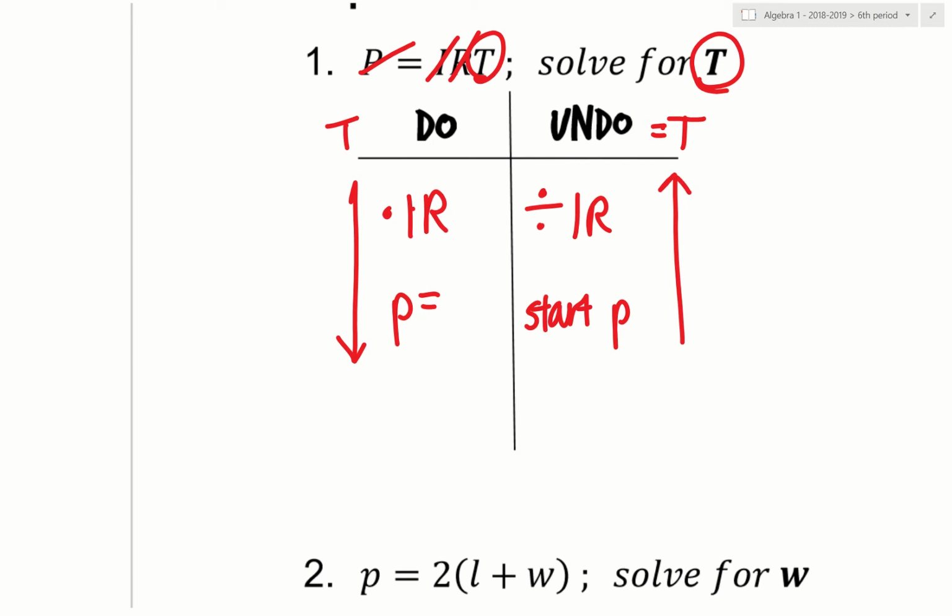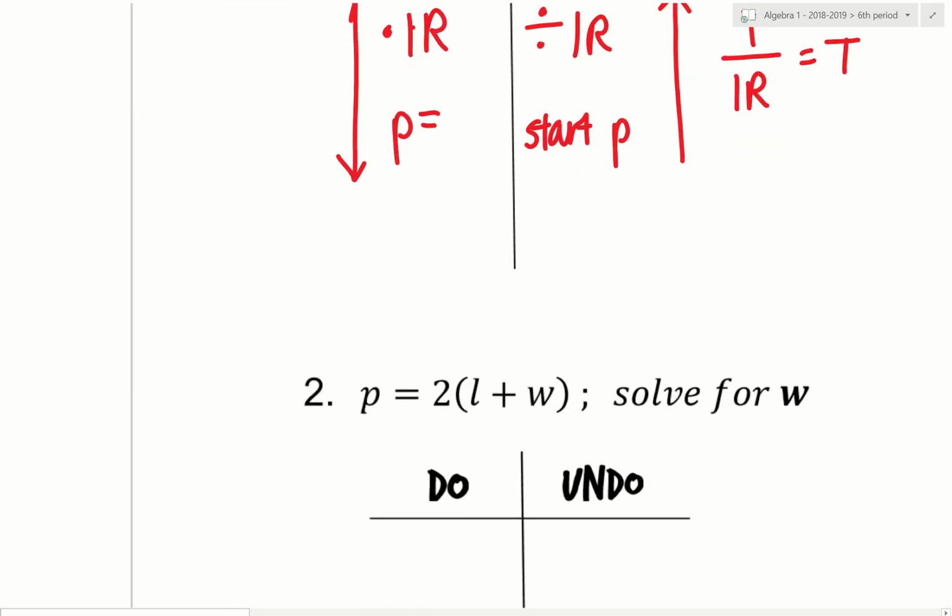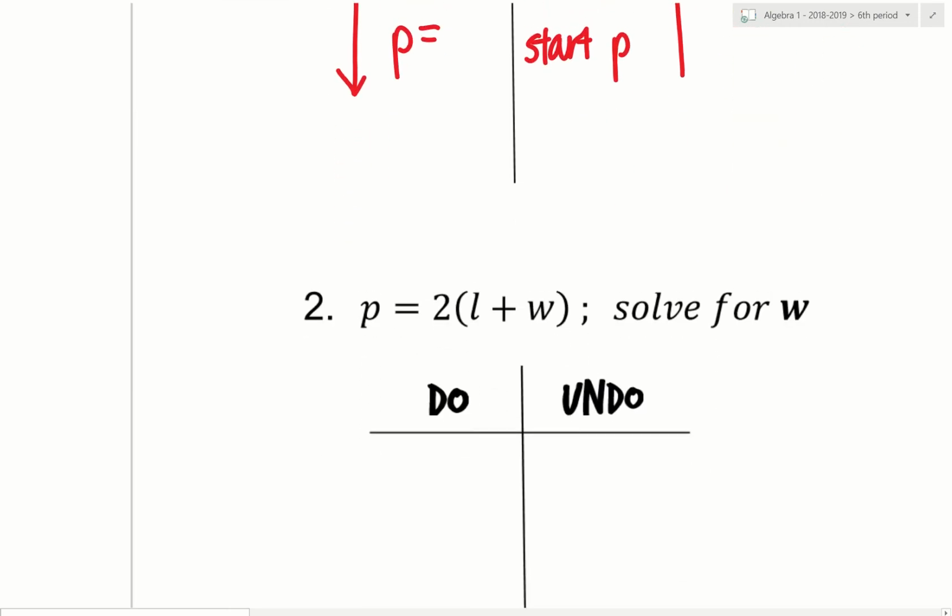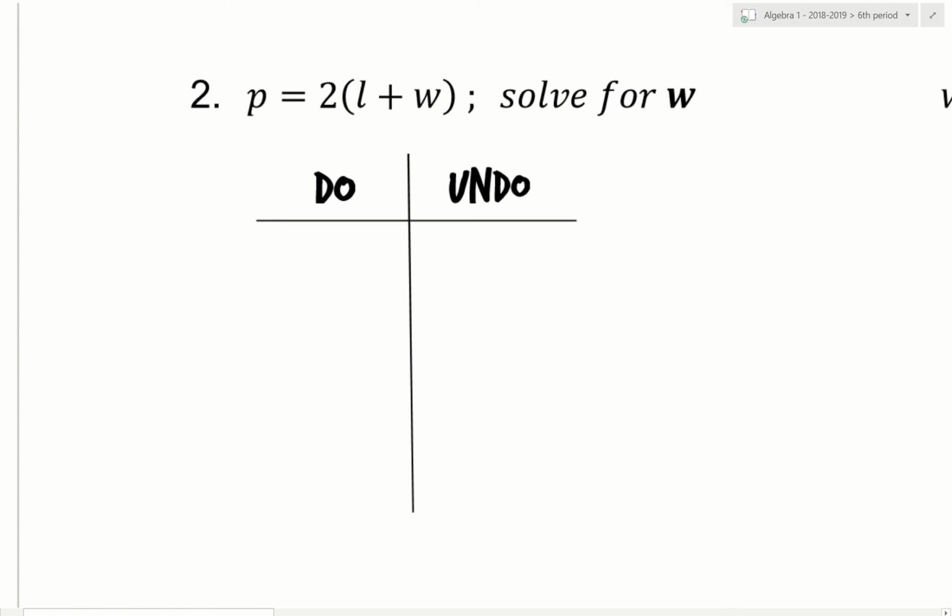So how do I write my answer? P. Then what? Divided by. And as algebra students, we write it as a huge fraction, okay? IR. What does that all equal? Are we done? Did we get T by itself? Good. Let's move on to number 2. It is easy. It is easy. Don't overthink it.